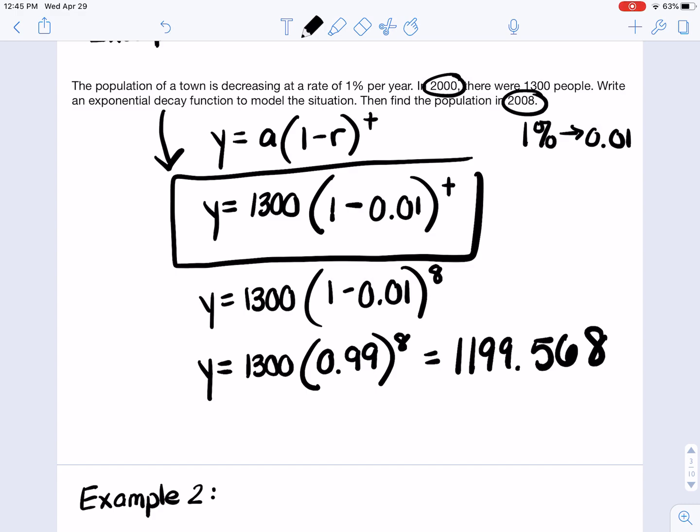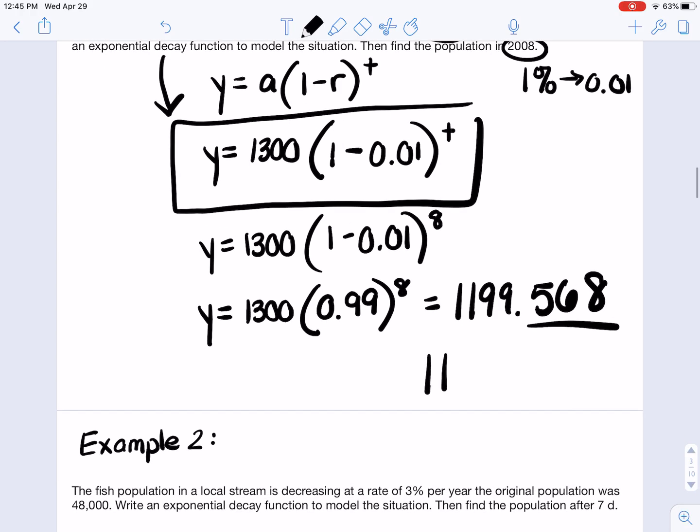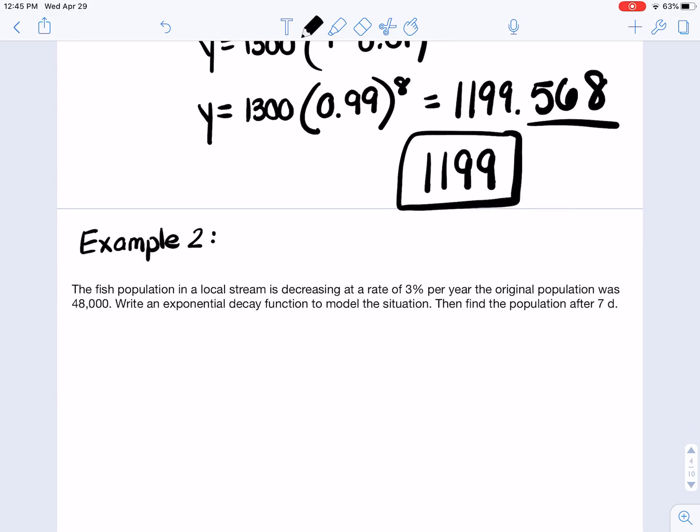Now, we're talking about people. You cannot have 1199.568 because you can't have 0.568 of a person. Therefore, we're talking about people, so I would round down, and I would say it's 1199 for this particular problem. So again, you only want to deal with that whole number and rounding down when you're talking about living objects like people or animals.